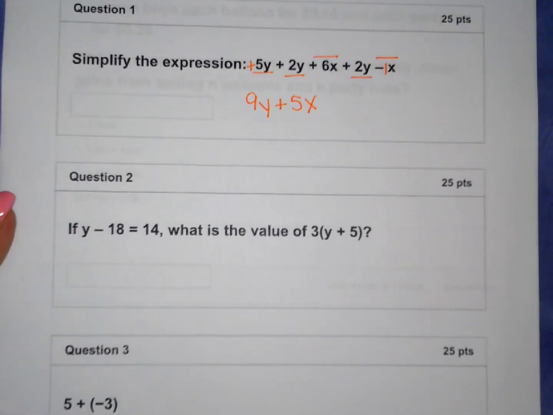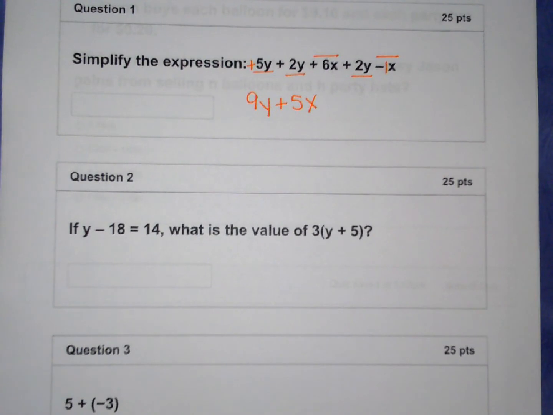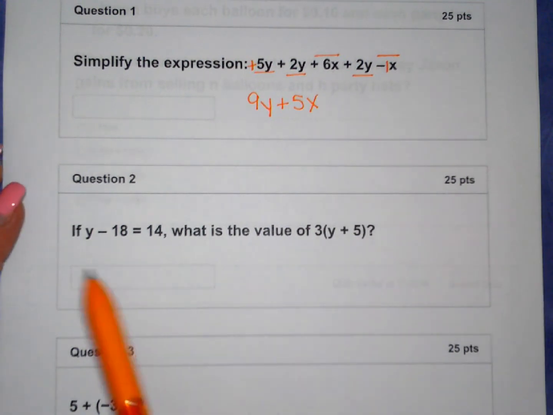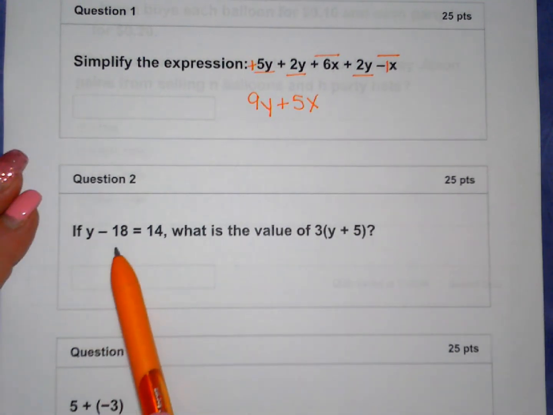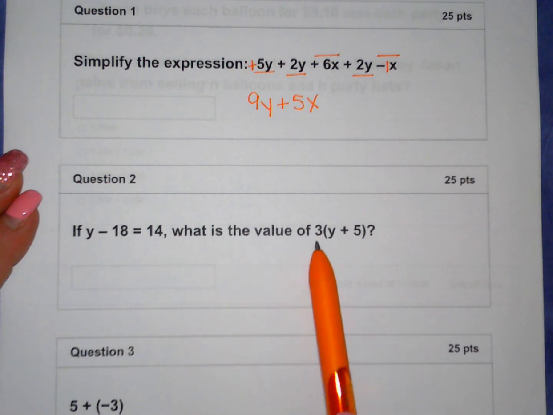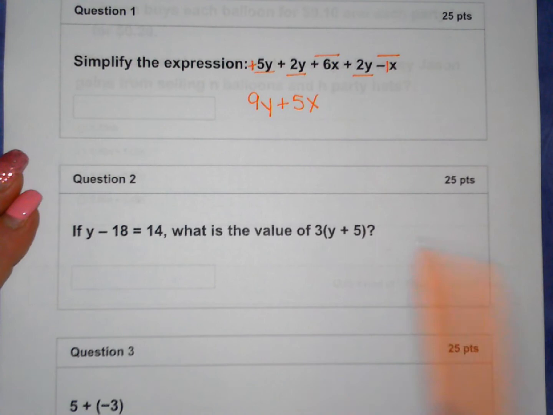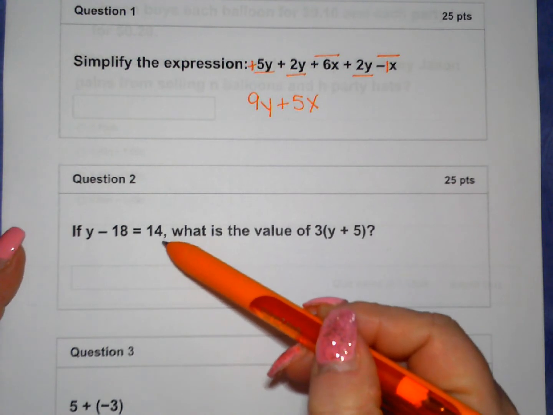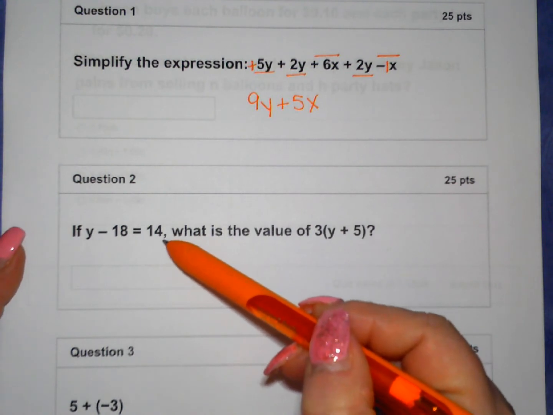All right, for number 2, look at that. I have an equation problem. We started learning about equations last week. So the question says, if y minus 18 equals 14, then what's the value of 3 times y plus 5? All right, so there's 2 math problems in this question, so it's a 2-step problem. The first step is I need to find the value of my y. And I'm going to do that by solving this first equation.